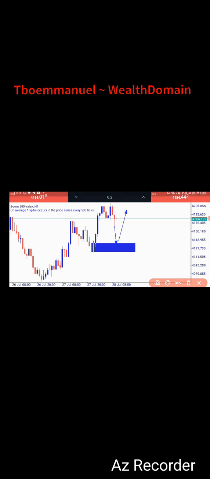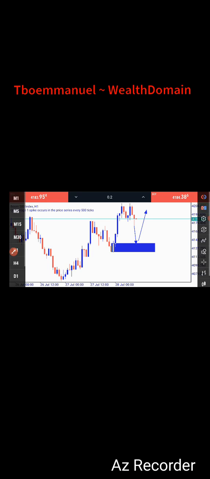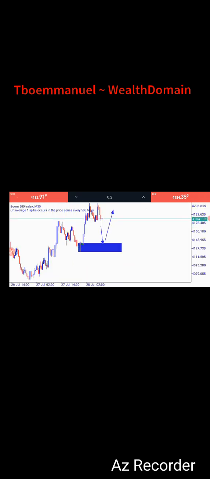Alright, so after you've analyzed the higher time frame, you go to the 30 minutes time frame, the lower time frame. Notice that the order block on the 30 minutes time frame is different. There is always an order block on the higher time frame and the lower time frame. So the order block on the 30 minutes time frame is different. So this is where it won't start. But what we do is put it here.